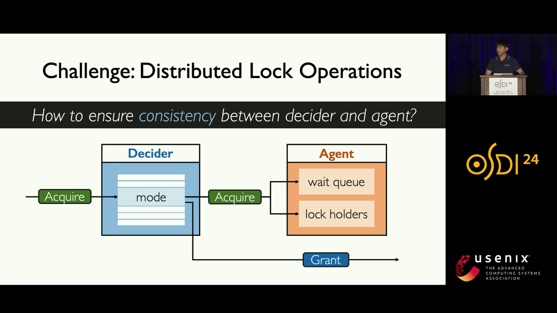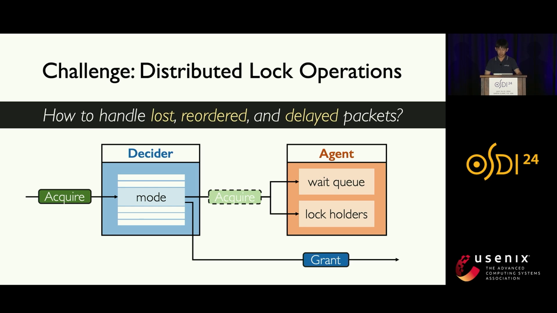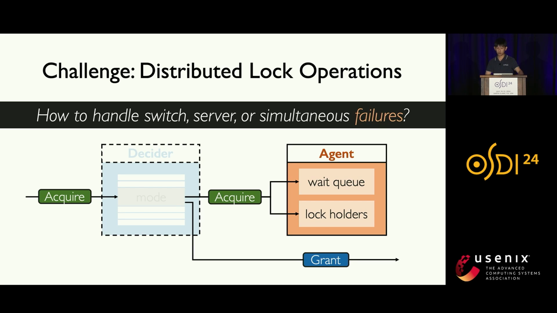So while the log fission idea seems simple, realizing this principle is very challenging because now the log operations are actually distributed. In conventional designs, log operations are executed by a centralized log manager, but now they are cooperatively executed by the switch and the servers. So this raises concerns like how to ensure the consistency between the log metadata in the decider and those in agents, and how to handle those network exceptions, including lost, reordered, and delayed packets, which are really annoying. For example, if the acquire packet is lost between the decider and the agent, the log mode has been updated, but the rest of the metadata in the agent remains unchanged. How to prevent this? And how to tolerate failures?